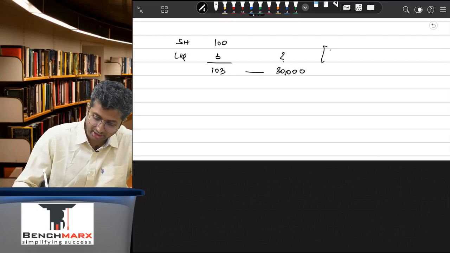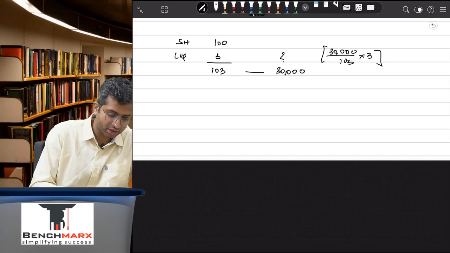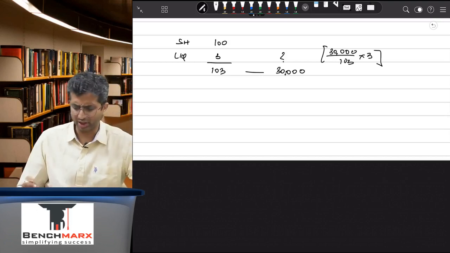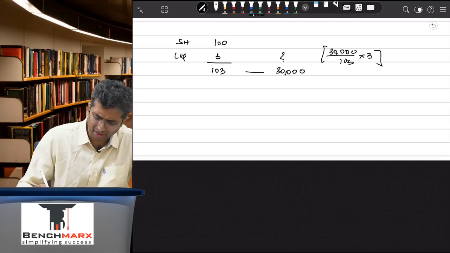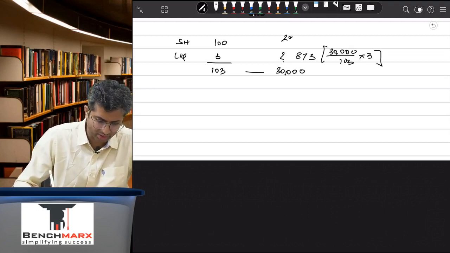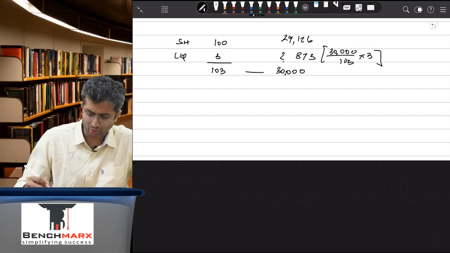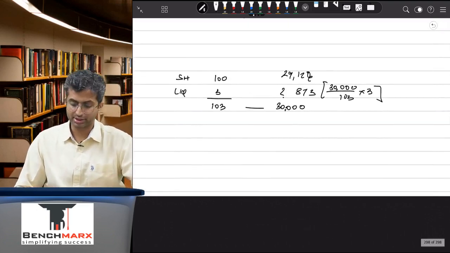So that is basically 30,000 divided by 103 into 3, and that will give you the amount to be paid to the liquidator. This is one adjustment that you might have to do, so around 873 or something, and 30,000 upon 103 into 100, that is around 29,126 or 27, is the amount to be paid to the shareholders.